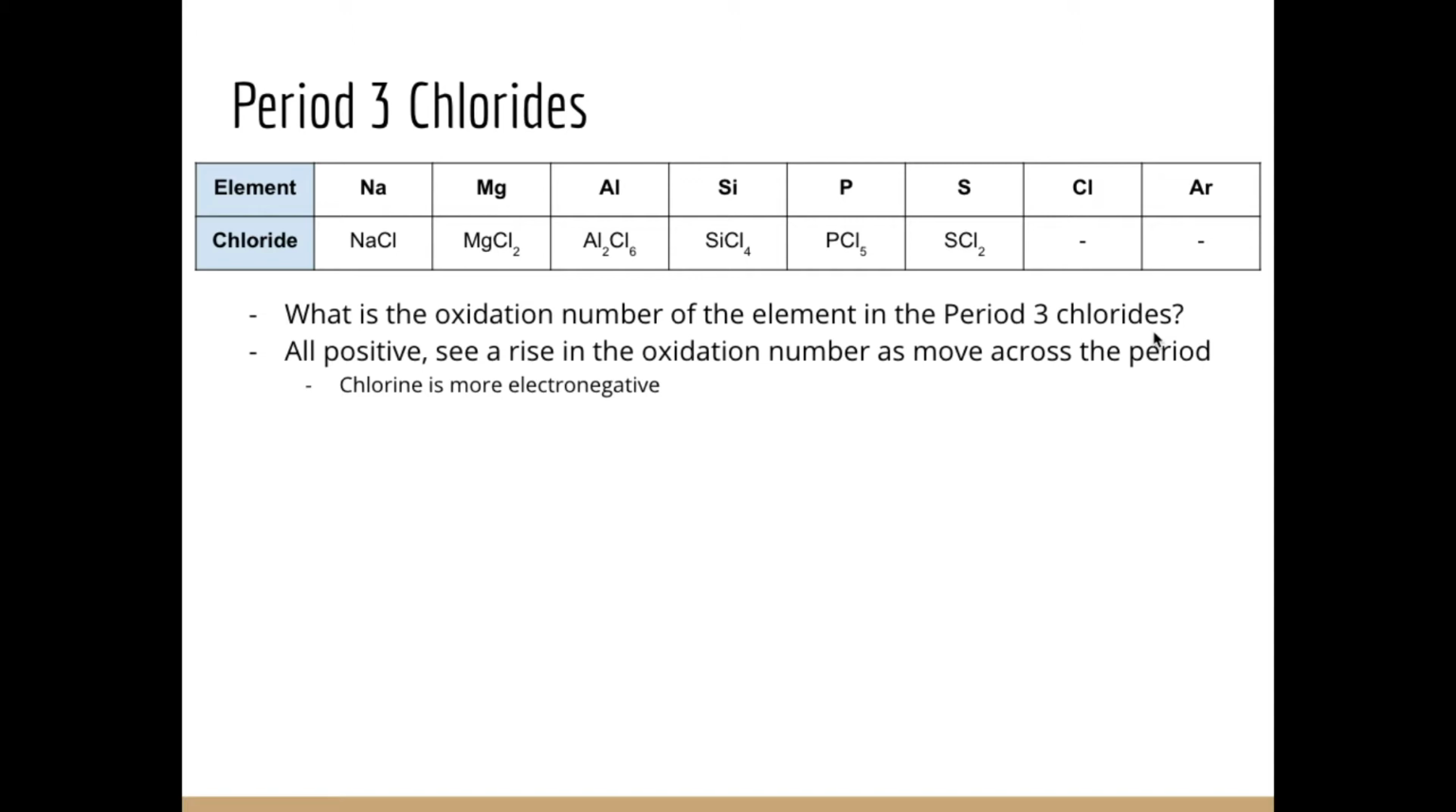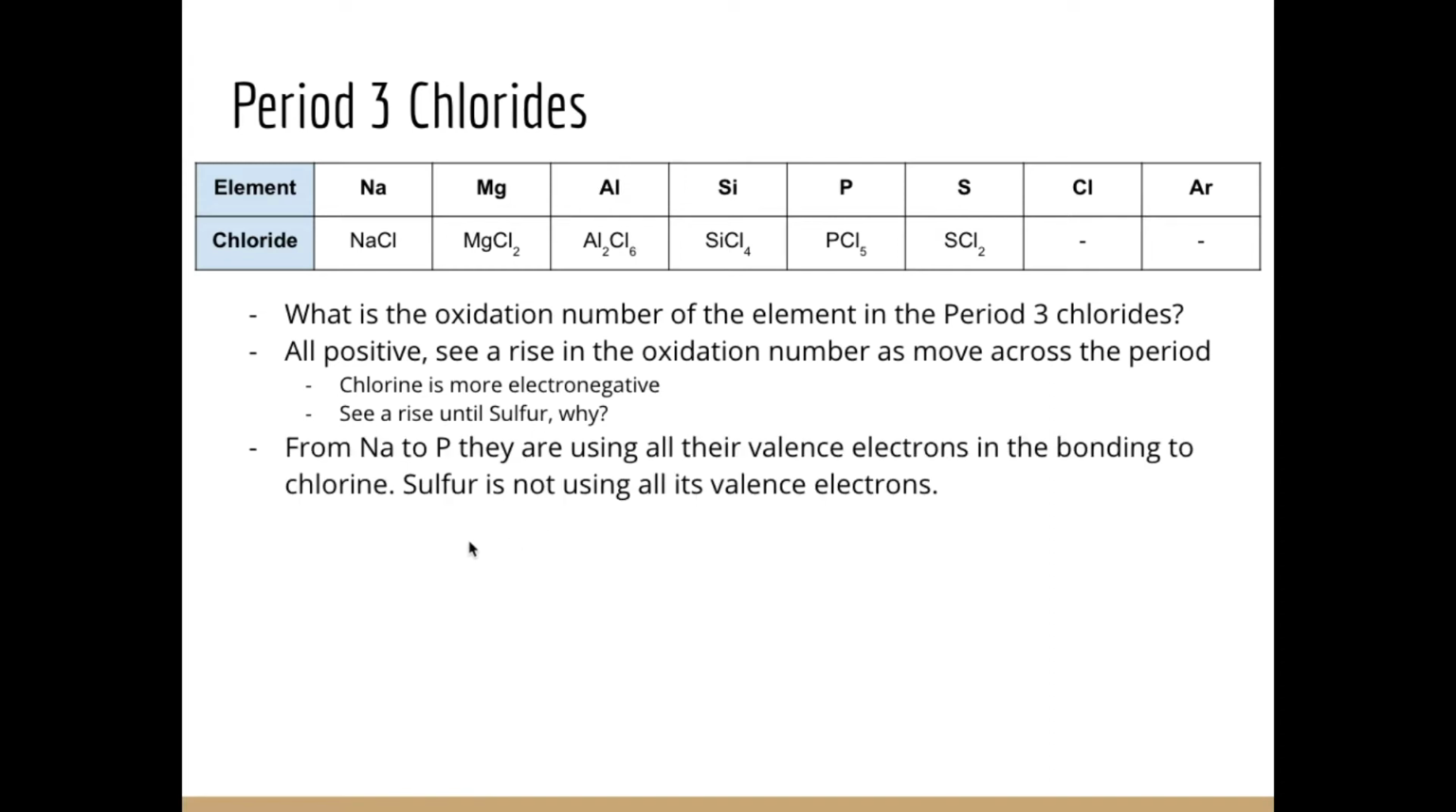That's the periodicity. That's because chlorine is more electronegative than all of these atoms. We see a rise until sulfur. Let's have a think about why that is. From sodium through to phosphorus, they are all using their valence electrons in the bonding to chlorine. We'll see that sulfur is not using all its valence electrons, so therefore it's not going to have that +6 oxidation state that we might expect.